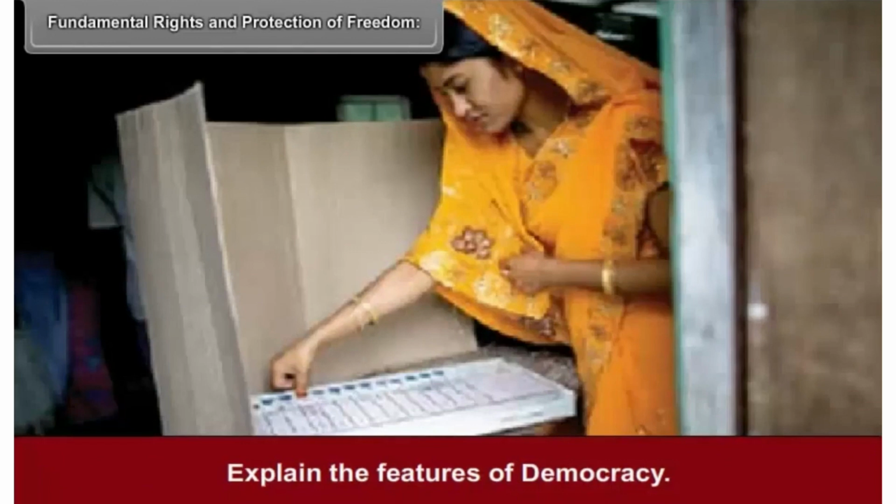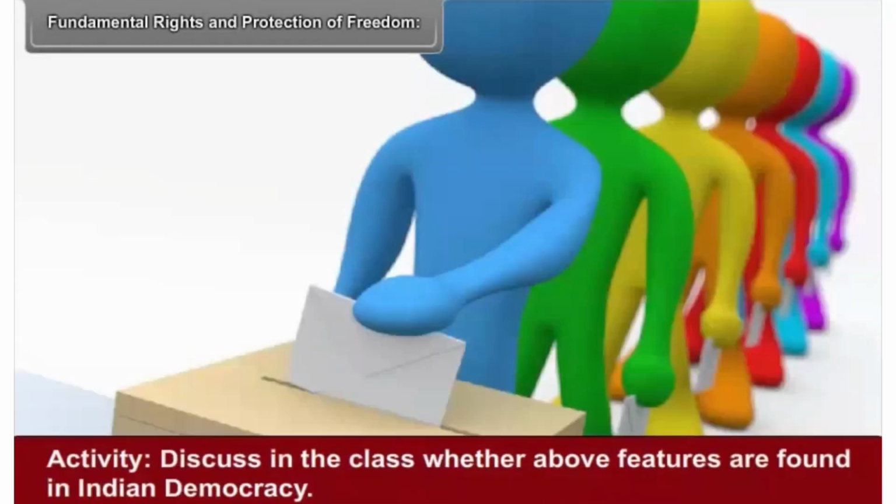Explain the features of democracy. Activity. Discuss in the class whether the above features are found in Indian democracy.